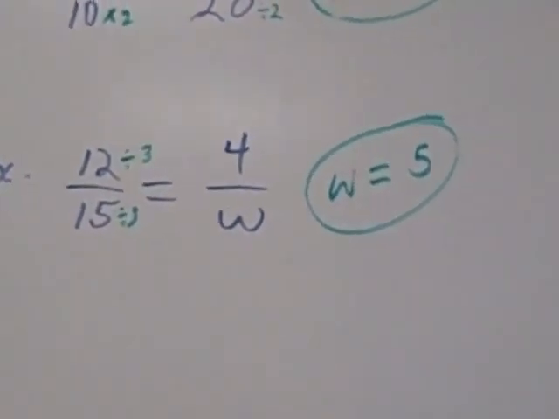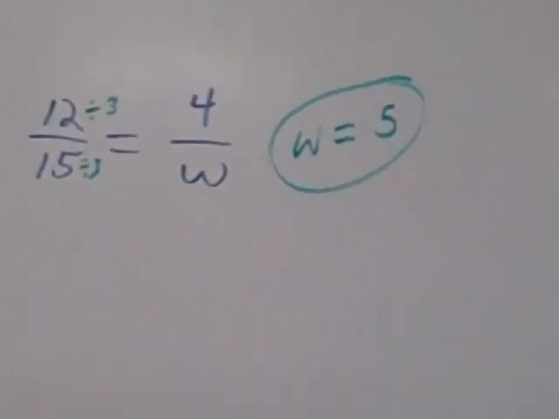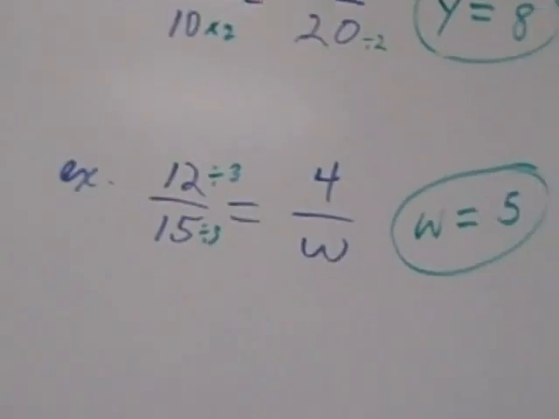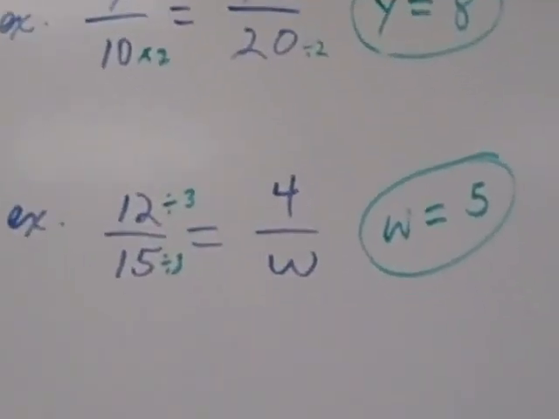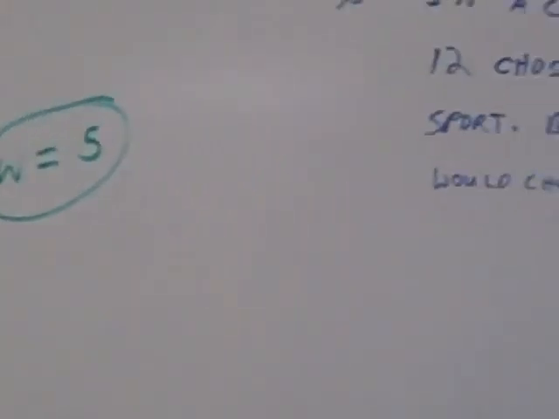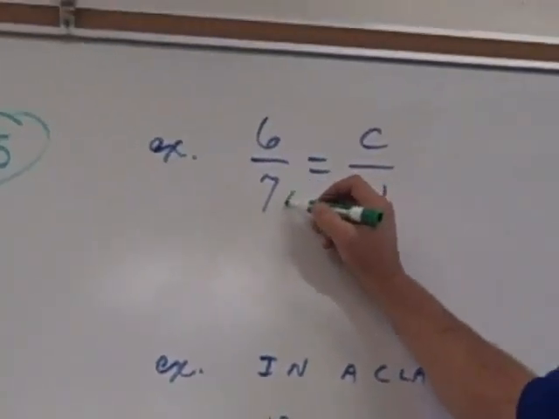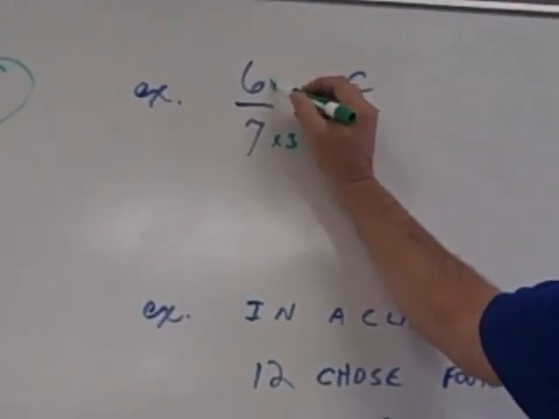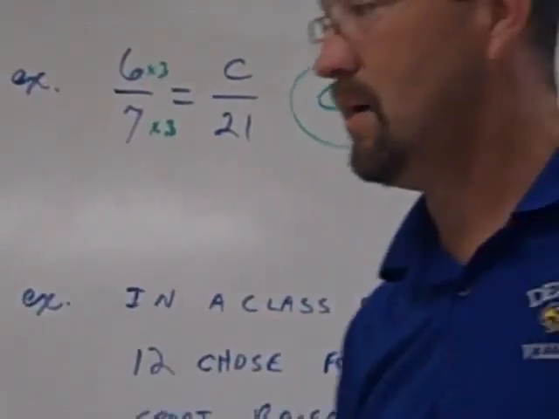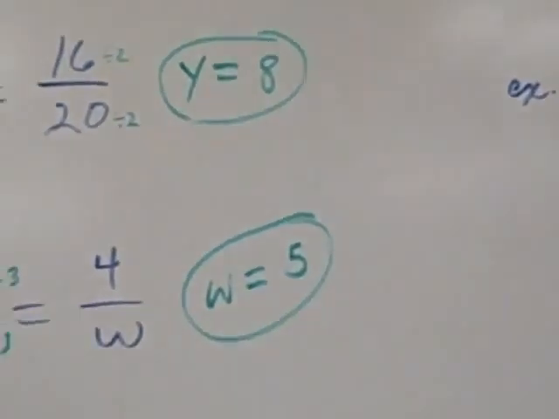The numbers get smaller, it's got to be divided. Numbers get larger, it's got to be multiplied. Never add and subtract on proportions. It's always multiply or divide. And the last regular one, 7 turns into 21, times 3. So times 3, C equals 18. Ho hum, pretty easy. Correct?